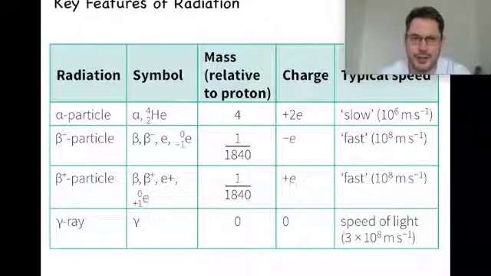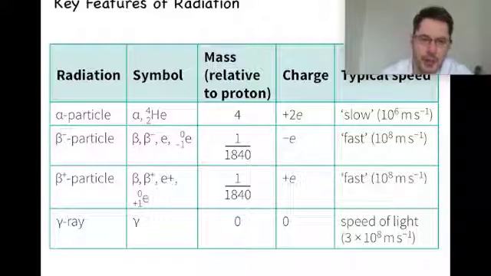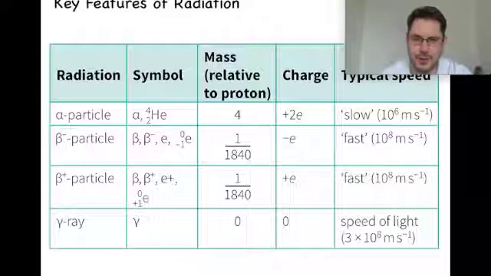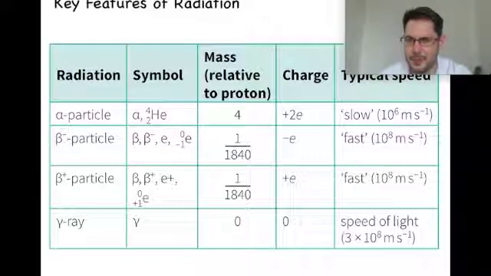Okay, let's have a look at some key features of radiation here, just to remind ourselves. Well, we've met alpha particles before. We're familiar with those. Alpha particles are just helium nuclei. That means they have a nucleon number of 4 and a proton number of 2. So a charge of +2 and a mass of +4. We can say that their typical speed is slow, 10^6 meters per second, bearing in mind that 3 times 10^8 is the speed of light.